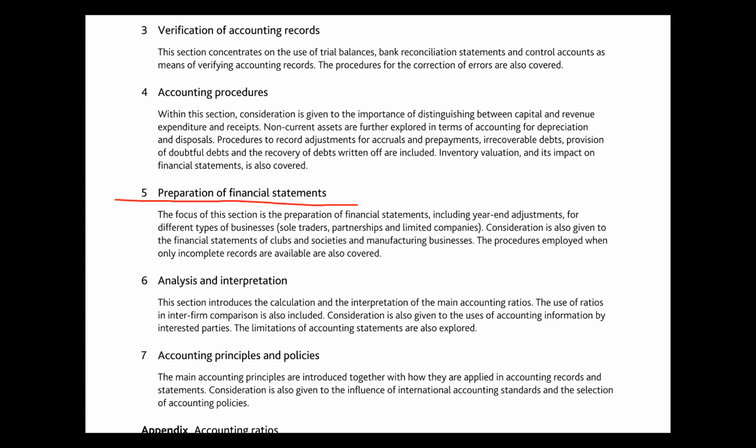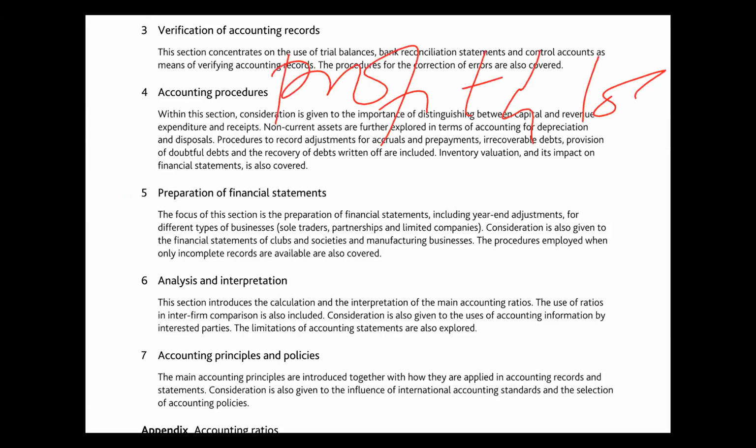To be specific, there are four main statements that we discuss here. The first one is the profit and loss statement and other comprehensive income. Other people call it the income statement. This statement indicates whether we have made a profit or a loss, and we'll show you how to prepare that first statement.